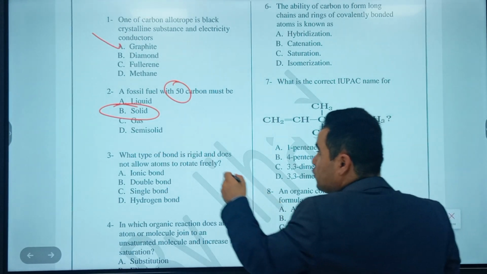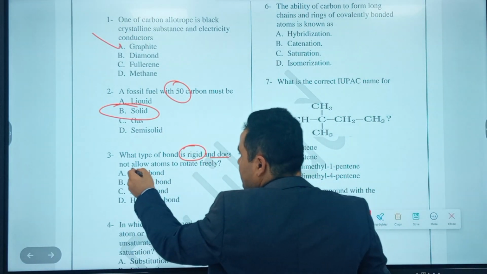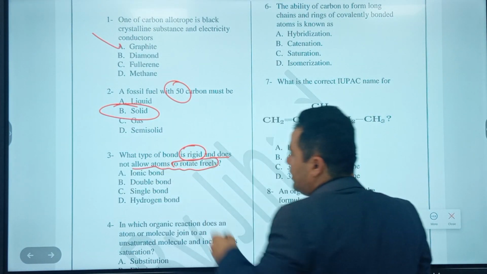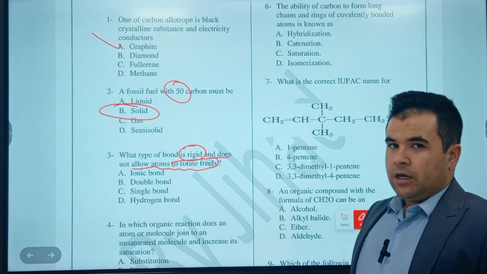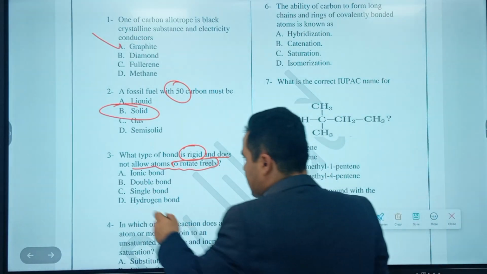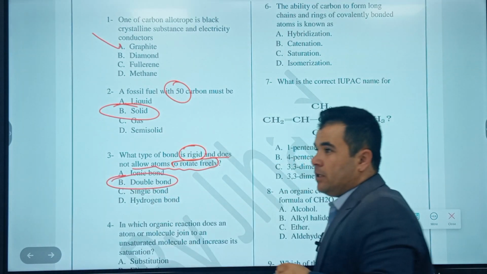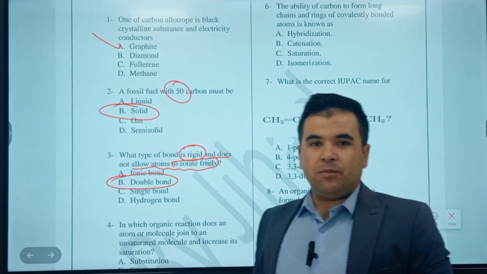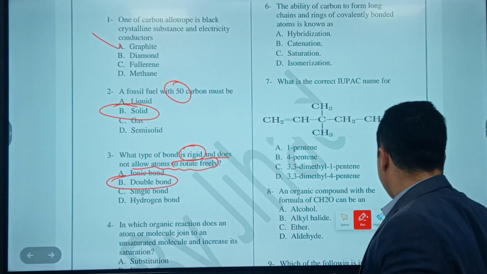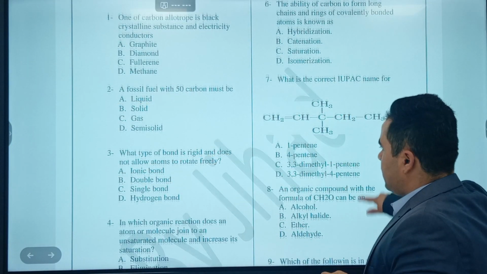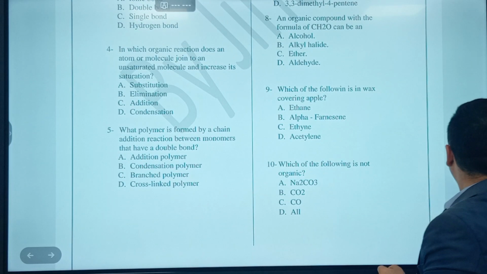What type of bond is rigid and does not allow free rotation? This is the double bond, guys, because double-bonded hydrocarbons are the only ones that can form geometric isomers, due to having a rigid bond.